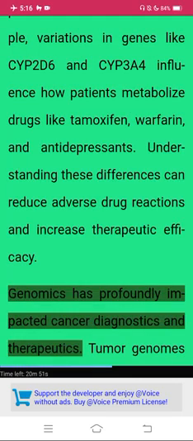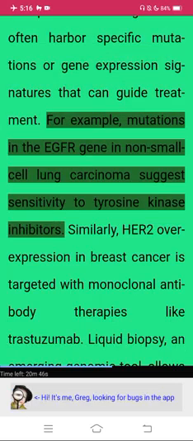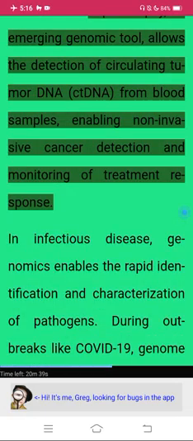Genomics has profoundly impacted cancer diagnostics and therapeutics. Tumor genomes often harbor specific mutations or gene expression signatures that can guide treatment. For example, mutations in the EGFR gene in non-small cell lung carcinoma suggest sensitivity to tyrosine kinase inhibitors. Similarly, HER2 overexpression in breast cancer is targeted with monoclonal antibody therapies like trastuzumab. Liquid biopsy, an emerging genomic tool, allows the detection of circulating tumor DNA (ctDNA) from blood samples, enabling non-invasive cancer detection and monitoring of treatment response.